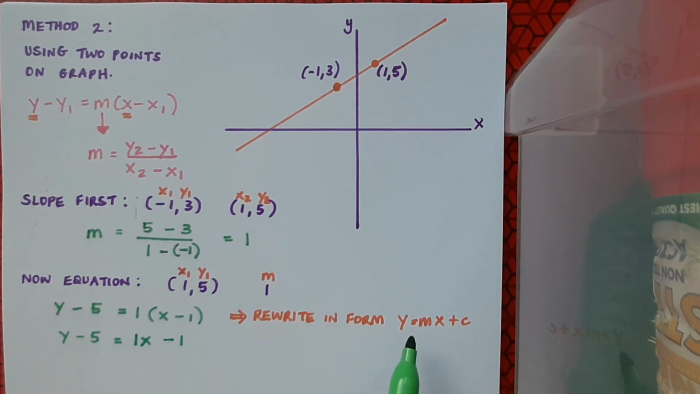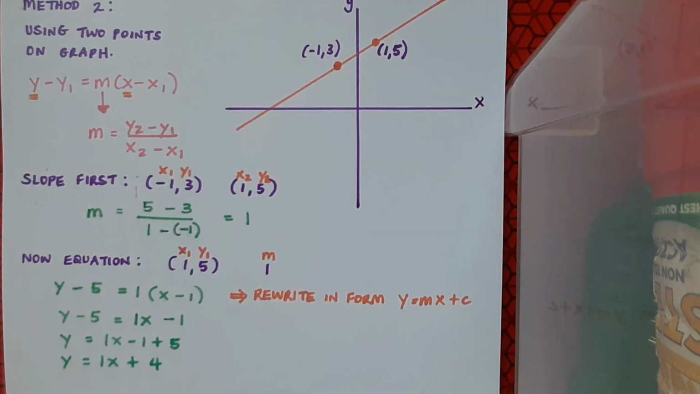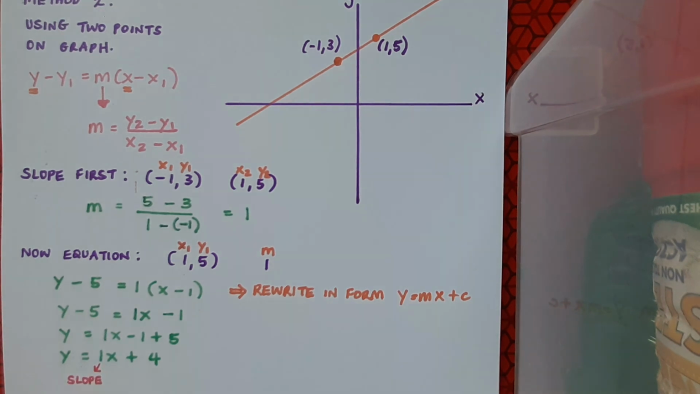I want to get it in the form y equals mx plus c, so I only want to have a y on the left hand side. That means this minus 5 has to come across. And don't forget, if it's a minus 5 here, it's going to add on the right hand side. I can simplify now to get y equals 1x plus 4. And note, just like in our previous method, the coefficient of the x represents the slope, and the constant at the end of the equation represents the y-intercept.